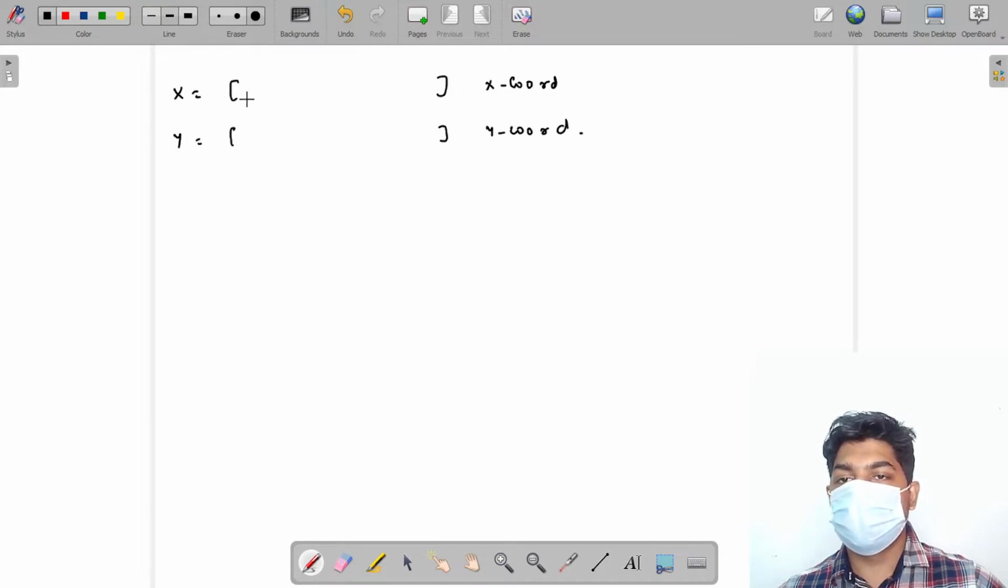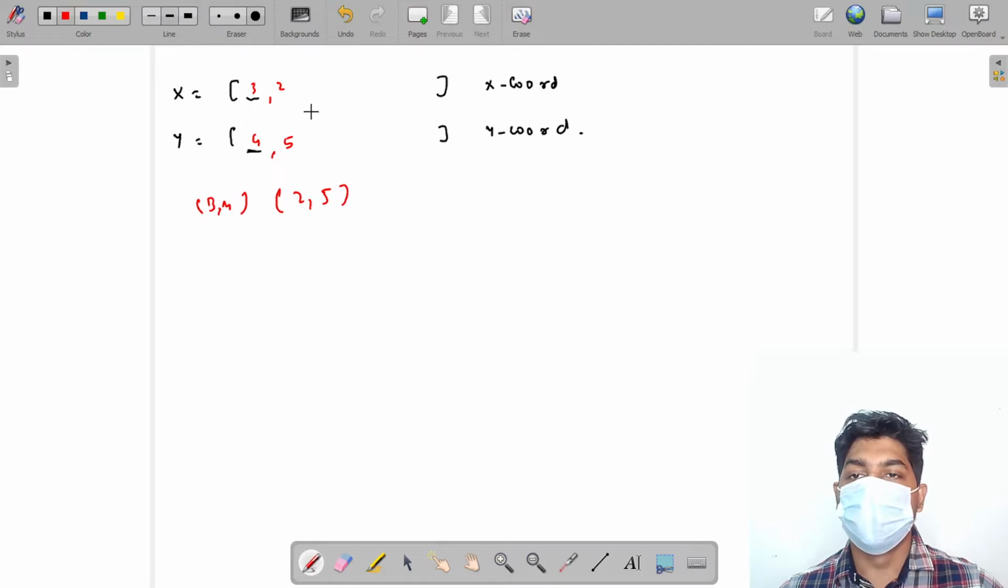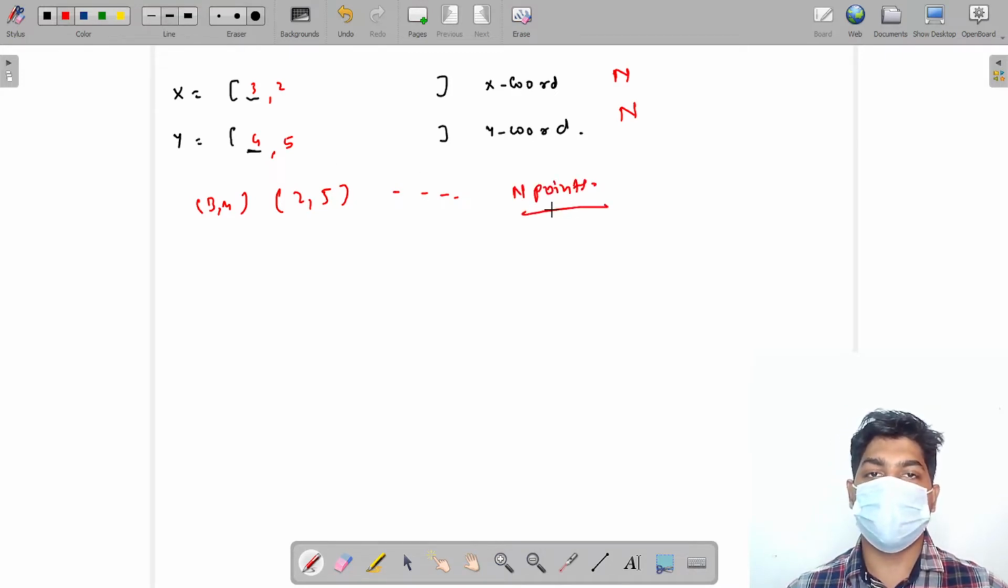These two coordinates simultaneously constitute a point. What do I mean by it? Let's suppose the value here is 3 and the value here is 4. So we have a point with coordinates 3 comma 4. Let's suppose the next elements are 2 and 5. We have another point with coordinates 2 comma 5. This array is of length n and this array is also of length n, so we have coordinates of n points with us.